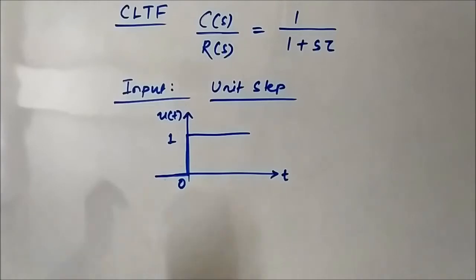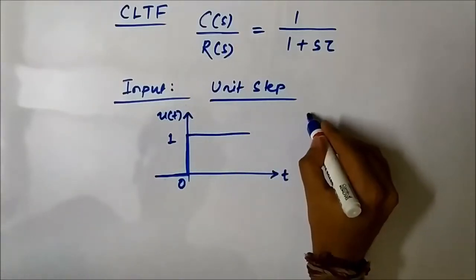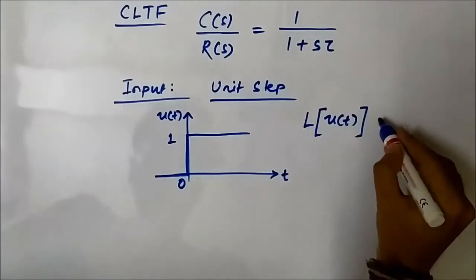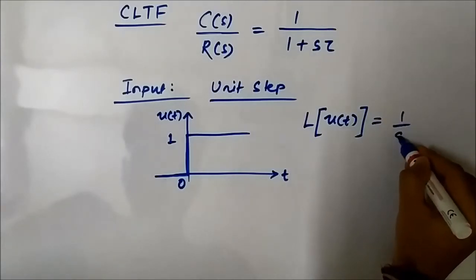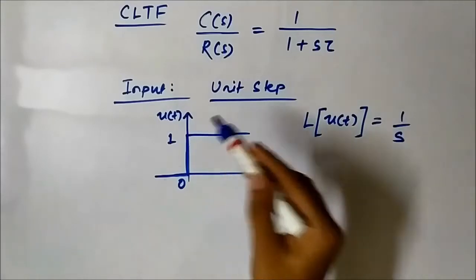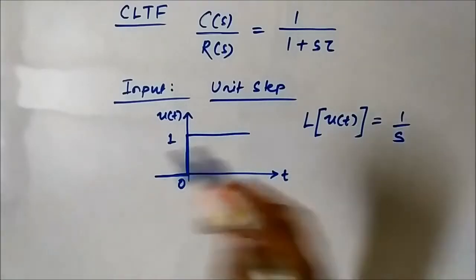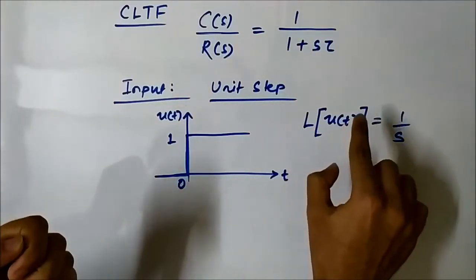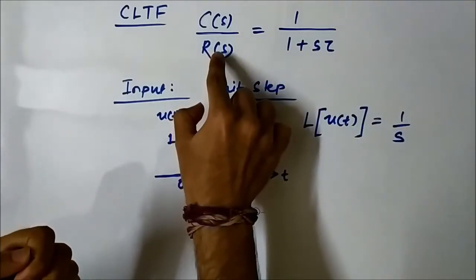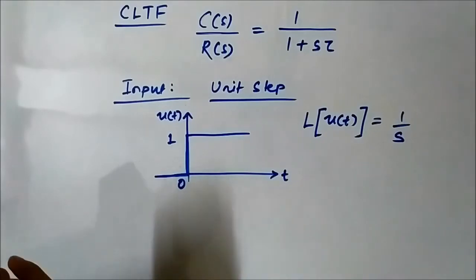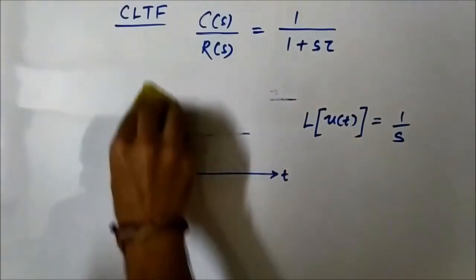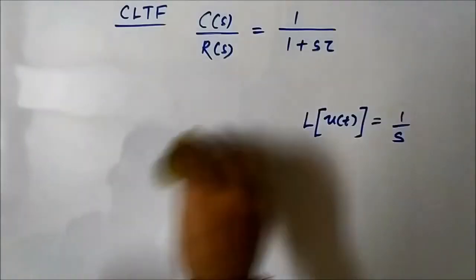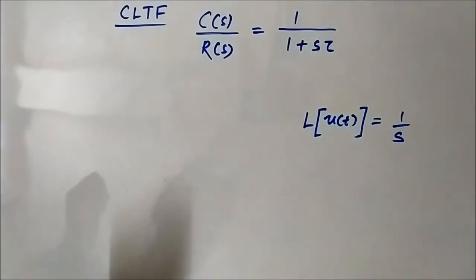The Laplace transform of the unit step input is equal to 1 by s, because it has a value of 1 and the Laplace transform of 1 is 1 by s. This is very important to remember, because we will be using the s domain approach. So the input is unit step, and we'll study the time response of the first order system to the unit step input.